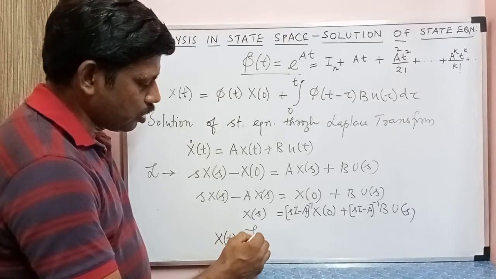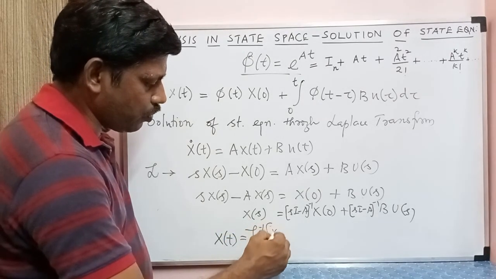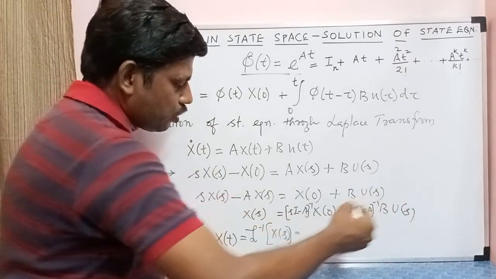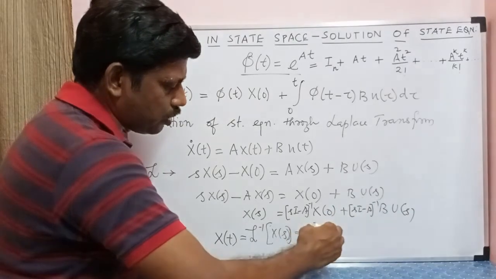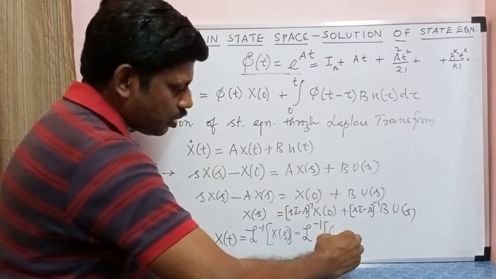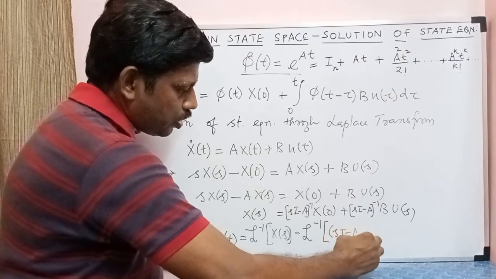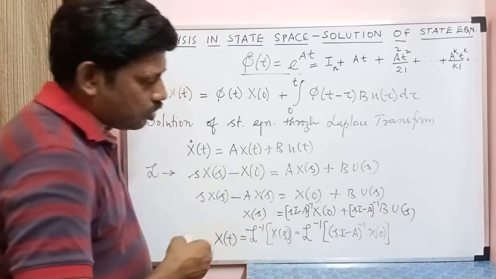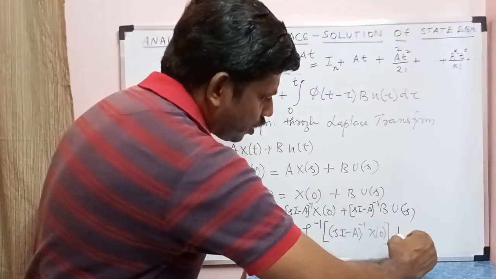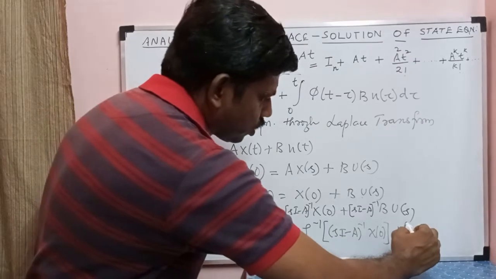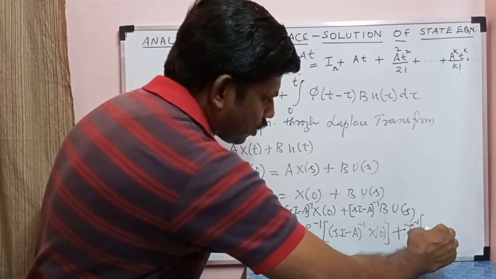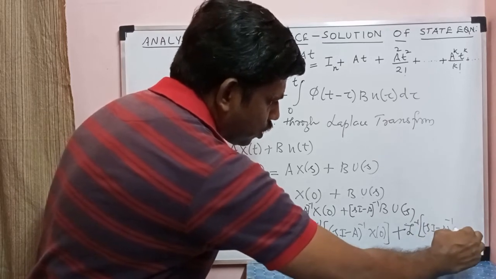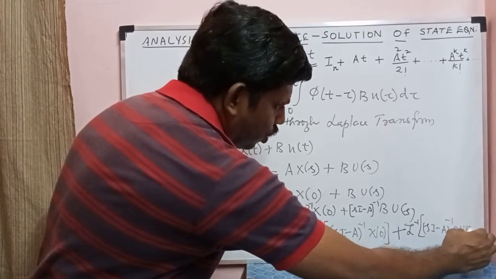is nothing but inverse Laplace transform of x of s. What is that? Inverse Laplace transform of this entire thing. sI minus A inverse x of 0. This is the first term, and the second term is inverse Laplace transform of sI minus A inverse into B u of s.